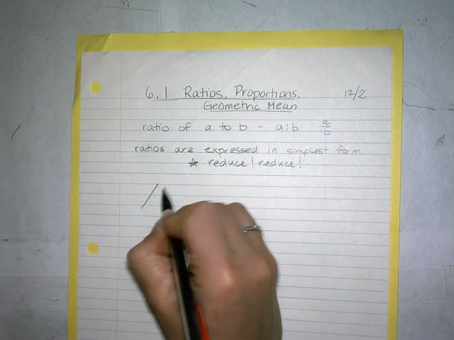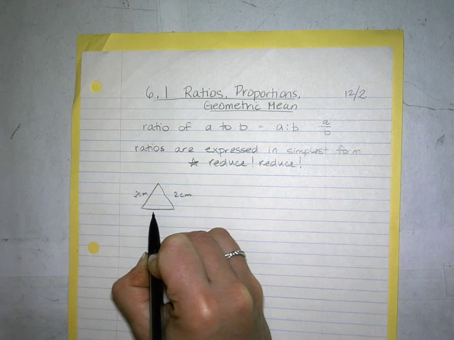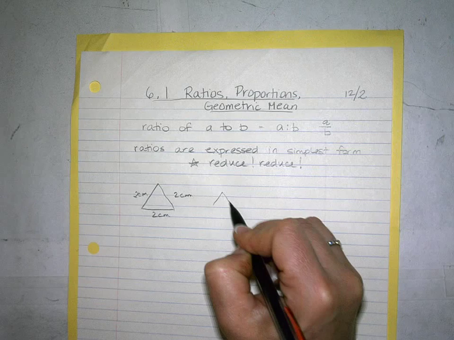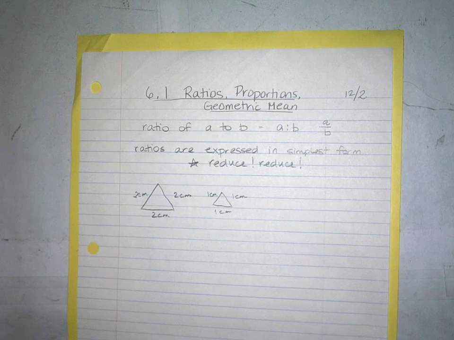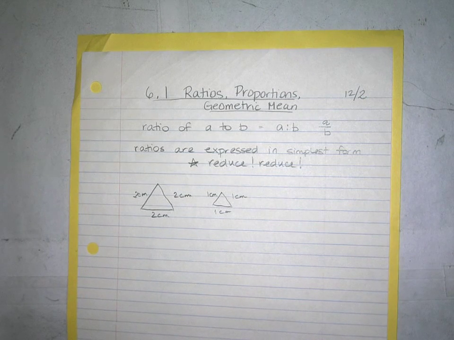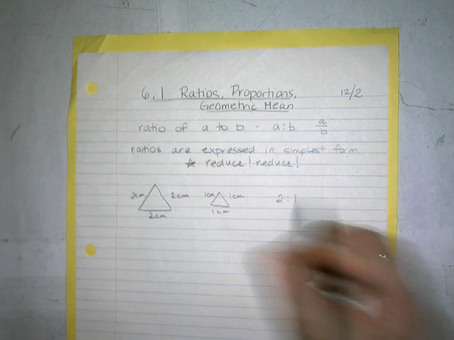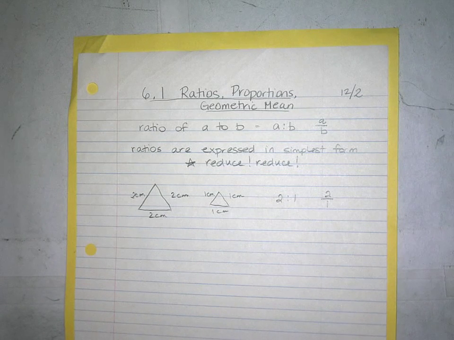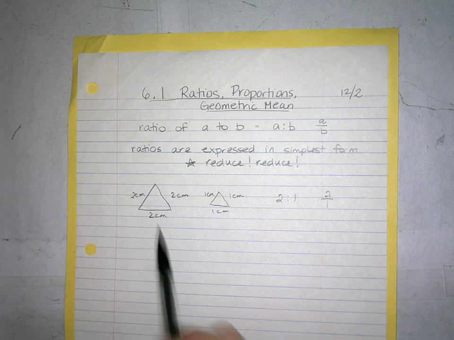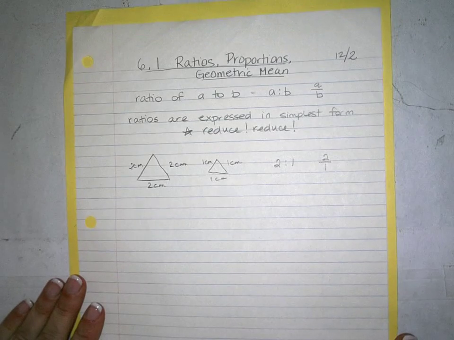So for example, if I had an equilateral triangle that's 2 centimeters by 2 centimeters by 2 centimeters, and then I had another triangle that's 1 centimeter by 1 centimeter by 1 centimeter, and I was asked what is the ratio of the big triangle to the small triangle, I could say that this was a 2-to-1 ratio. Now the object or the side that's listed first always goes on top of the fraction. So if they say big to small, you'd have big over small. Okay? All right, quick reminders.